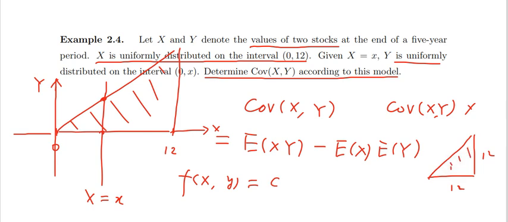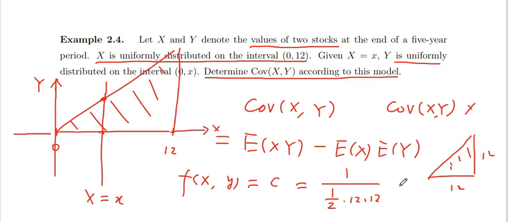So this integration is just the area of this triangle: 12 times 12 divided by 2, half of 12 multiplied by 12. So this constant k is equal to 1 over half of 12 times 12. This constant makes the whole integration equal 1.